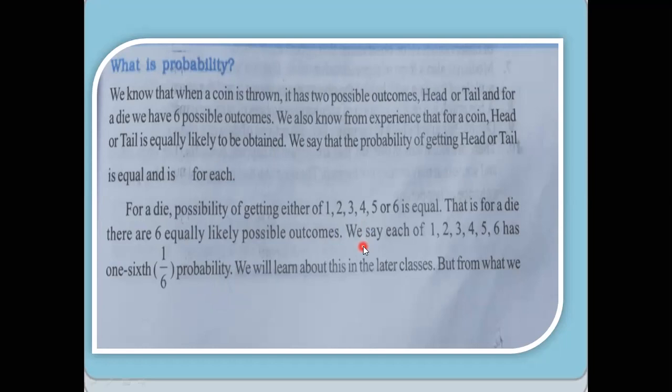When you throw once, you will get one number. So we say each of 1, 2, 3, 4, 5, 6 has a probability of 1 by 6. That means there is one dice and we have 6 chances, so you can say 1 by 6 probability. We will learn about this in later classes also. Whereas for the toss, you can say the probability is 1 by 2.